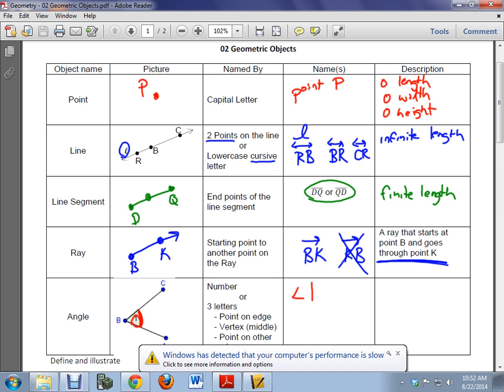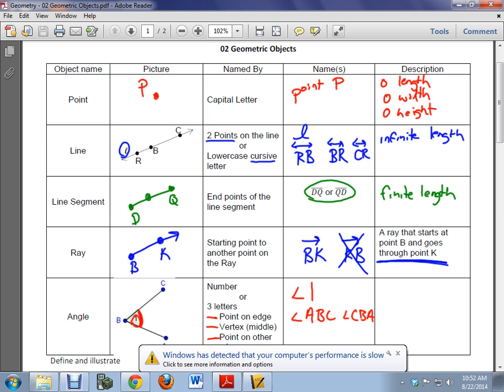But other ways that we can name the angle is by 3 letters. That is, starting at a point that is on one of the sides, going to the vertex, and then going to a point on the other side. So since there are 3 points here, a point A, a point B, and a point C, we could call this angle ABC. We could also call this angle CBA.